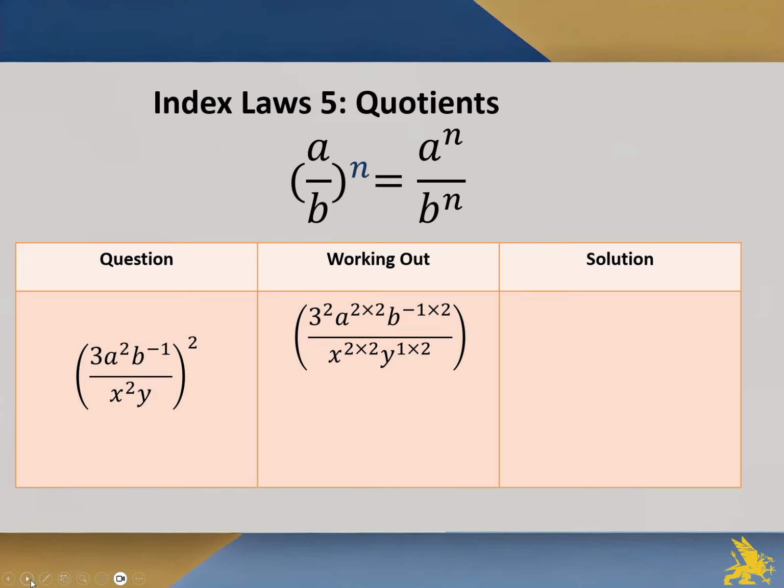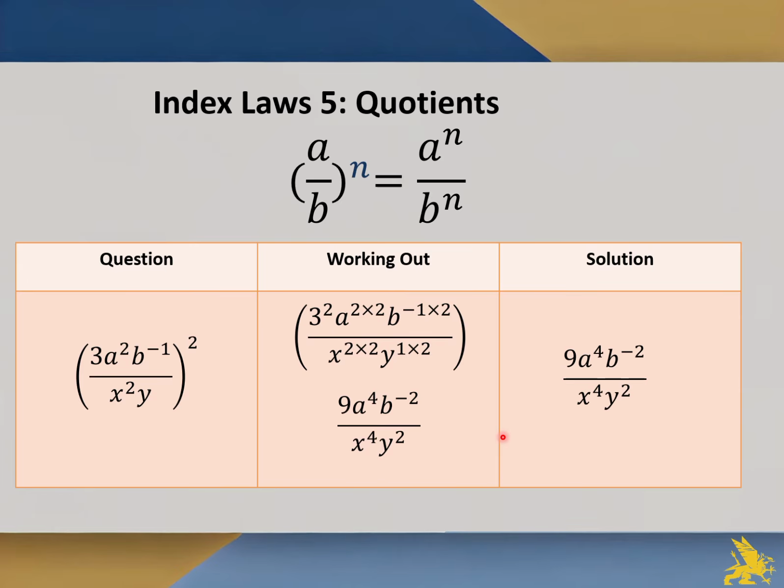We know 3 squared is equal to 9, and then a to the power of 4, b to the power of -2. Likewise, I'm going to do the same on the bottom and make it x to the power of 4, y to the power of 2. Now from this, I just need to simplify it if I can. Do I have anything that's similar on the top and the bottom? No. So I can't simplify it, which means I'll leave it in this form.